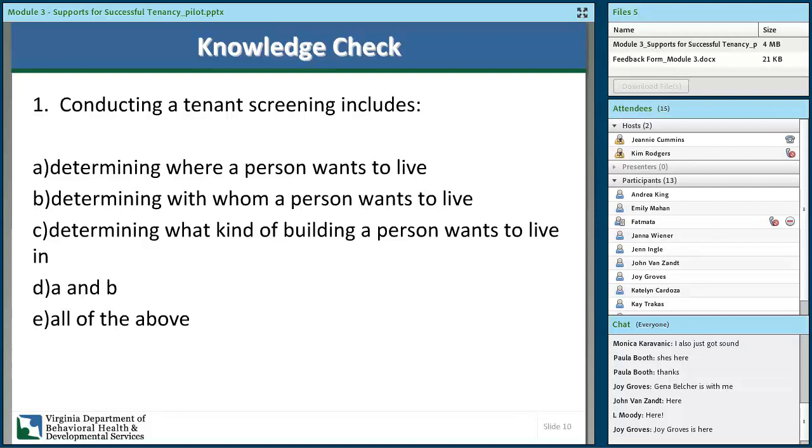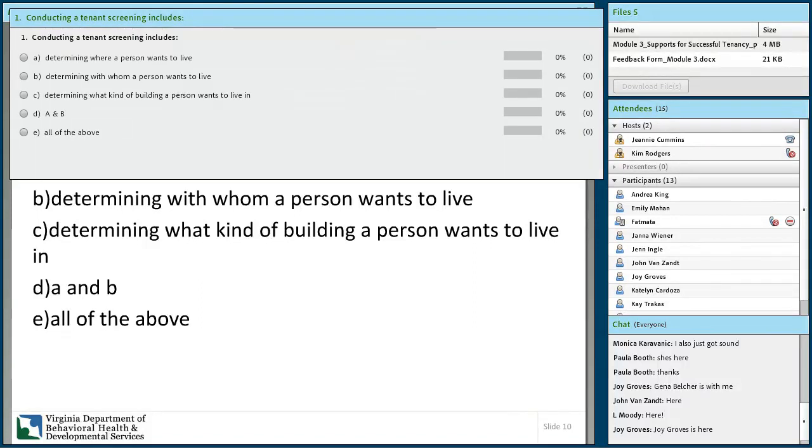So, question number 1. Conducting a tenant screening includes: A, determining where a person wants to live; B, determining with whom a person wants to live; C, determining what kind of building a person wants to live in; D, answers A and B; or E, all of the above. I'll give you a couple seconds here to respond.